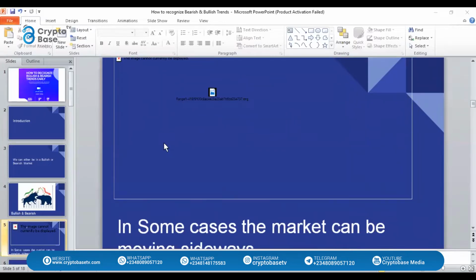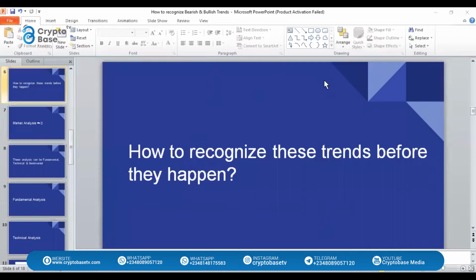Okay, nice. So how to recognize these trends? How do you know the trends before they happen? Both the bullish trend and the bearish trend. How do you know before they happen?